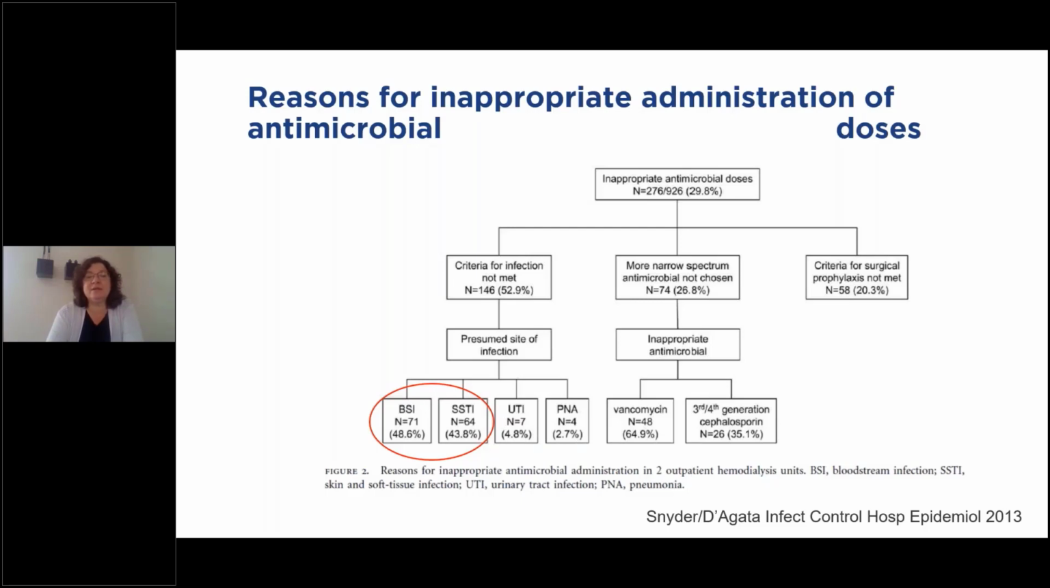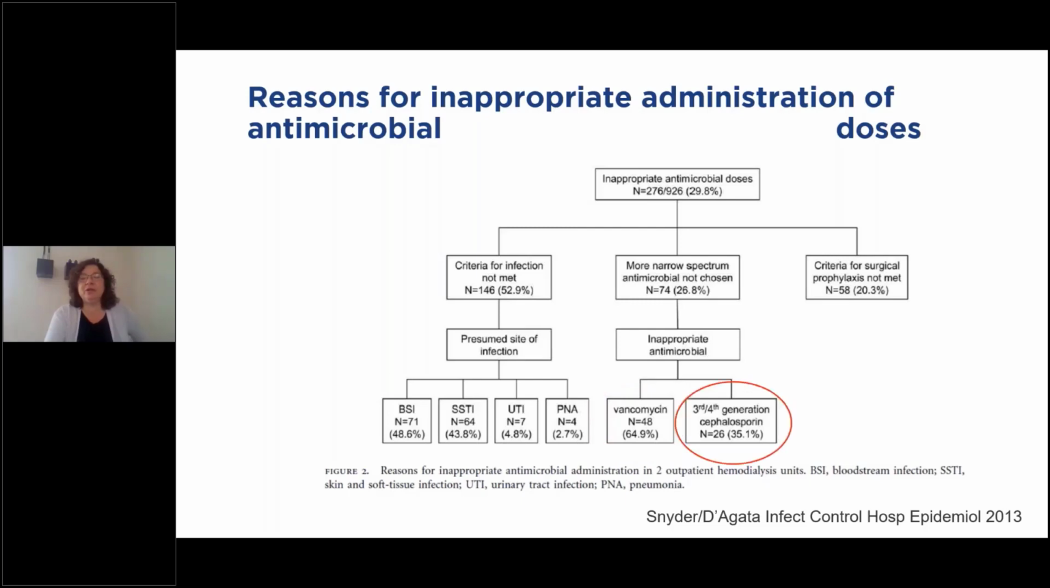And SSTI, so skin and soft tissue infections that do not meet the Infectious Disease Society of America criteria. The second main category of inappropriate prescribing was that a more narrow spectrum of antimicrobial was not chosen for continuing doses, so not the empiric ones. And this was vancomycin. So the classic scenario is you have somebody who you know has a Staph aureus bacteremia, they're started on vancomycin, and then the antimicrobial susceptibility profile comes back and the Staph aureus is methicillin susceptible. So the patient should not remain on vancomycin, but instead be de-escalated to cefazolin or nafcillin, unless there's allergies.